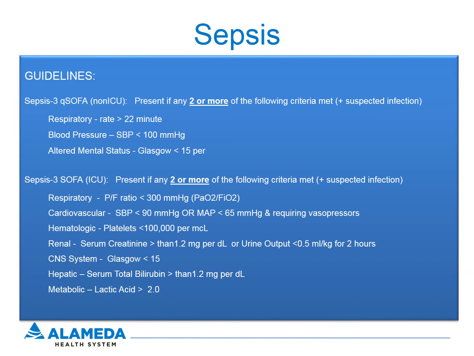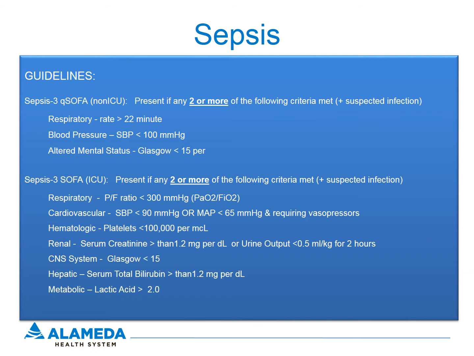The other criteria, if a patient is in intensive care, you can use the Sepsis 3 SOFA criteria, which covers a body system, right? So you just need two or more of these following criteria to be met, plus a suspected infection. For the respiratory system, a PF ratio less than 300, which is calculated by the PaO2 divided by the FiO2. Now remember, these are ICU patients, so you'll have these parameters available to you. Cardiovascular system, a systolic less than 90 or a MAP less than 65 that requires vasopressors.